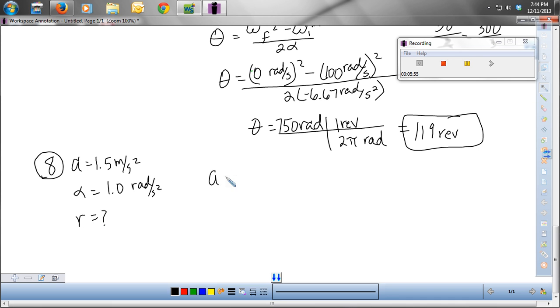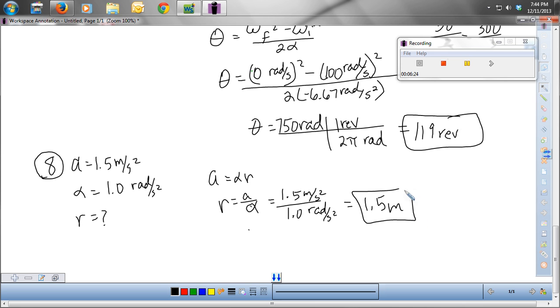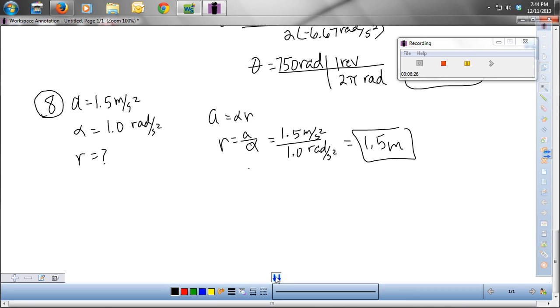Well, A is equal to alpha R, so alpha is equal to A over R. So that's 1.5 meters per second squared divided by 1.0. Man, I'm having some trouble here, guys. Sorry about that. This should have been R and this should have been alpha. 1.0 radians per second squared. So when I make that division occur, I get 1.5 meters. All right, number 9.